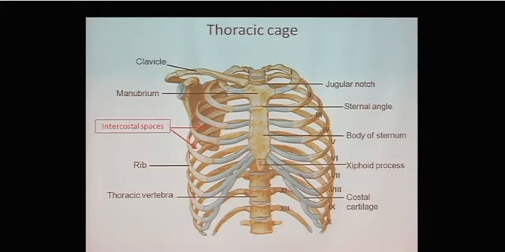In between each of the ribs, you'll notice a space, and the space is filled with muscles and nerves and vessels. We call those the intercostal spaces, okay? And they're numbered. So each of the ribs is numbered, 1 through 12. Thus, each of the intercostal spaces is numbered as well for the rib above it. So this right here where I'm pointing would be the first intercostal space and the second intercostal space, etc. Okay?